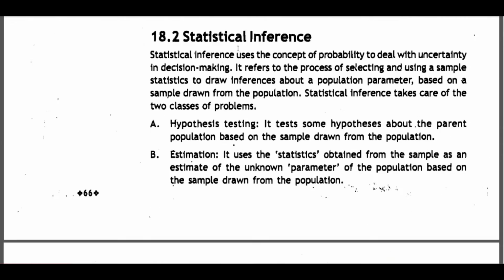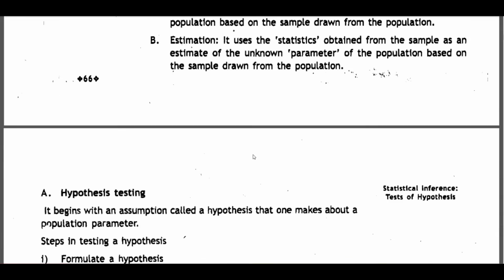18.2 Statistical Inference. Statistical inference uses the concept of probability to deal with uncertainty in decision making. It refers to the process of selecting and using sample statistics to draw inference about a population parameter based on a sample drawn from the population. Statistical inference takes care of two classes of problems. A. Hypothesis testing: it tests some hypothesis about the parent population based on the sample drawn from the population. B. Estimation: it uses the statistics obtained from the sample as an estimate of the unknown parameter of the population.